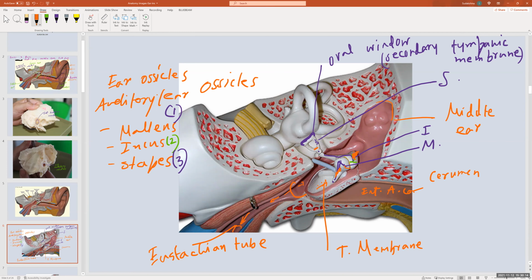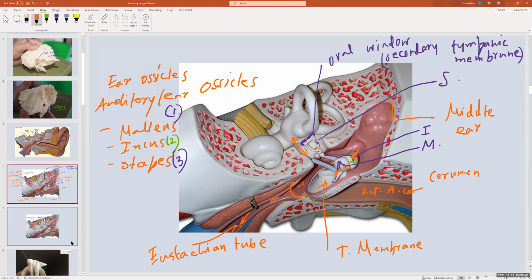Stapes vibrates, and the vibration of the stapes is forward and backward. It oscillates. They're called ossicle because they oscillate, they vibrate. The vibration or oscillation of the stapes is front and back, not side to side. And as the stapes vibrates, it pushes on that secondary tympanic membrane. Okay, so I'll pick up in the next part again.